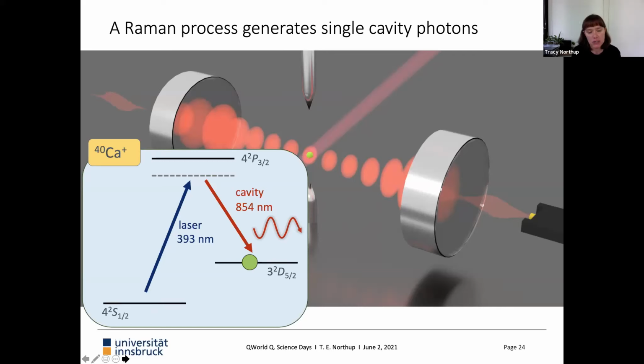But eventually that photon is going to leave the cavity. And when it does, the ion will also be stuck over here in the right-hand side until that state decays about a second later. So this is a really nice process to generate a single photon, just one.